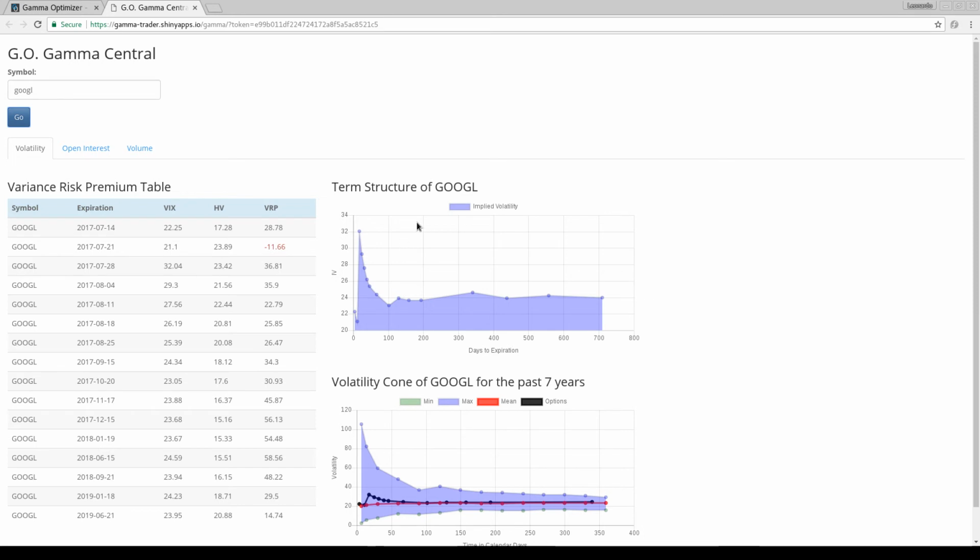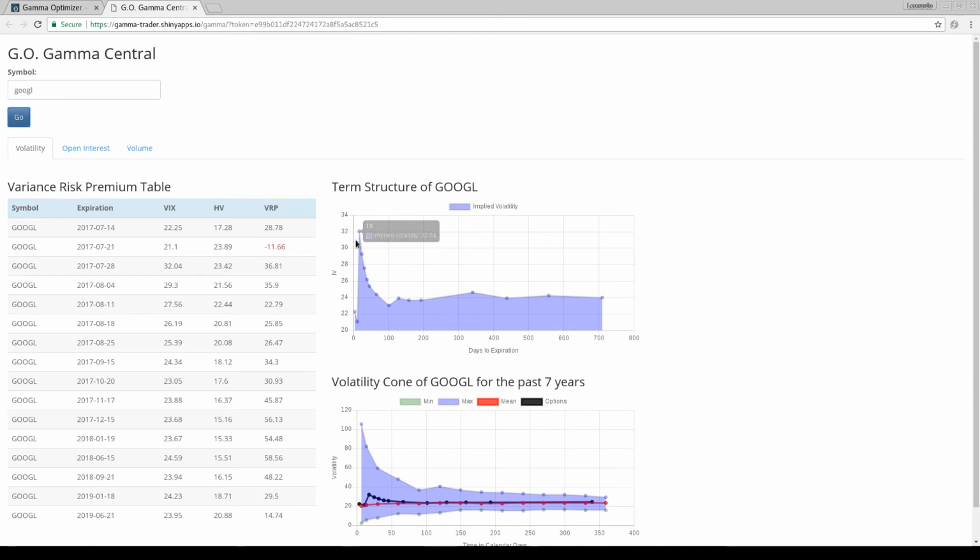Clearly, Google is going to report earnings soon. So when? It's going to report earnings around 18 days from now. I never pay attention to individual stocks, so I have no idea when earnings happen. But just from the term structure, I can tell that earnings are happening around this date.